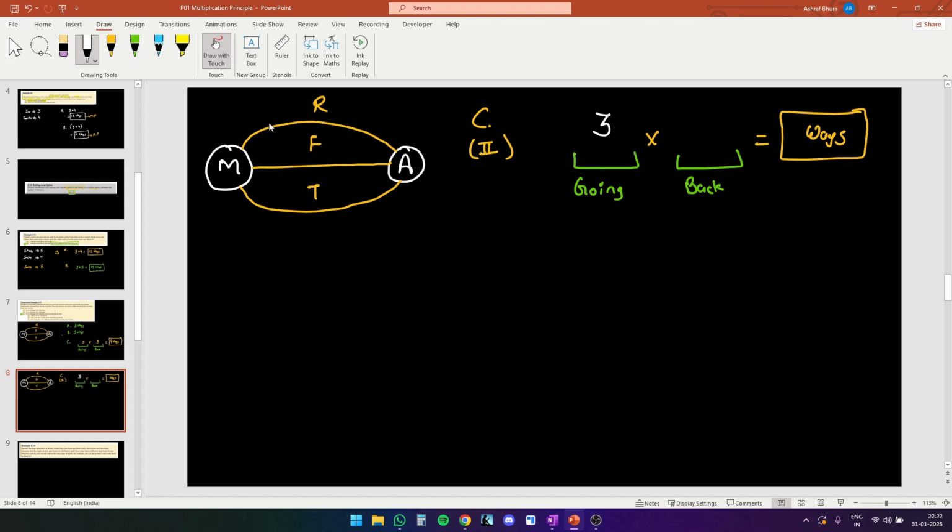So let's say I am going by road. So let's say I am using this method to reach Alibag. So can I say while coming back I cannot use this method for coming back? This is not possible, which means either I can go by ferry or I can go by train. So only two ways are possible to come back. So what is the answer now?